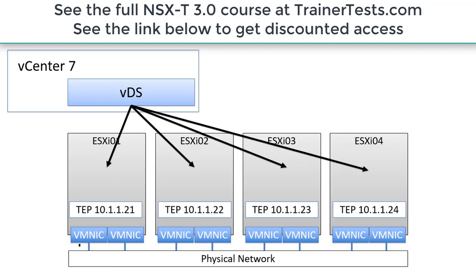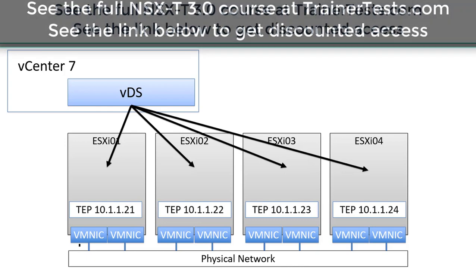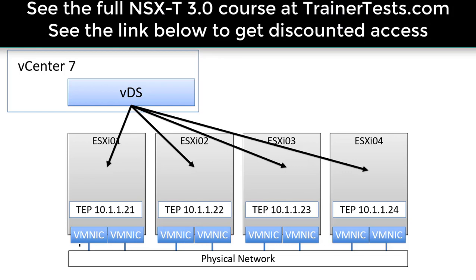With the release of vSphere 7 came the vSphere Distributed Switch 7.0. This version of the vSphere Distributed Switch now supports NSX-T distributed port groups. So I can use the same vSphere Distributed Switch for NSX-T 3.0 and for vSphere 7 networking simultaneously.